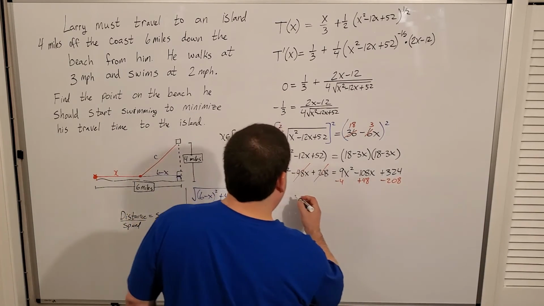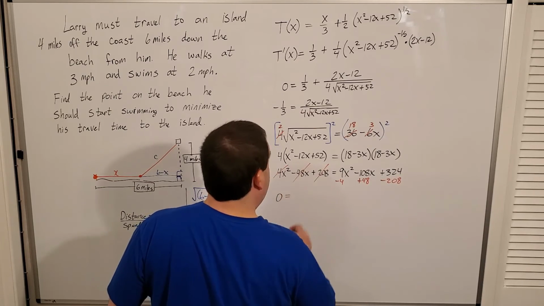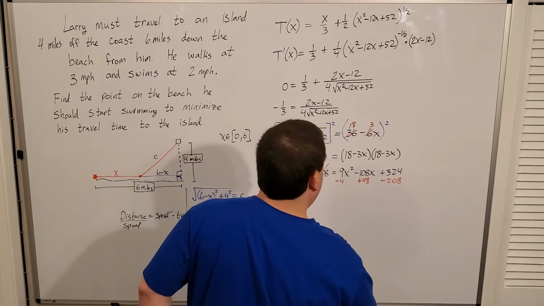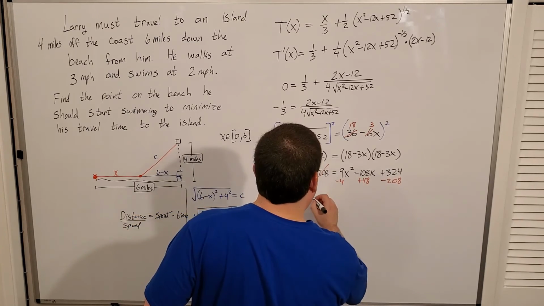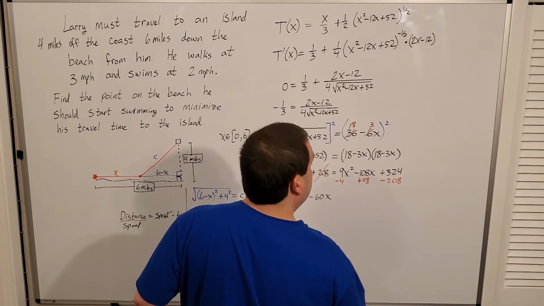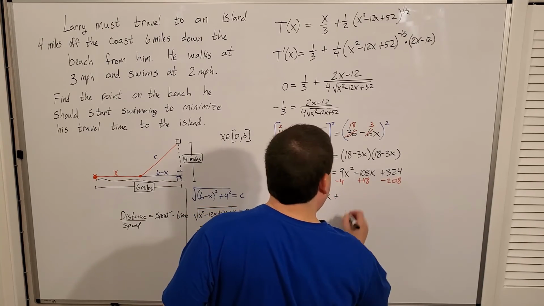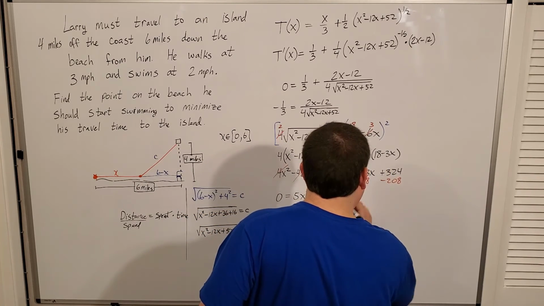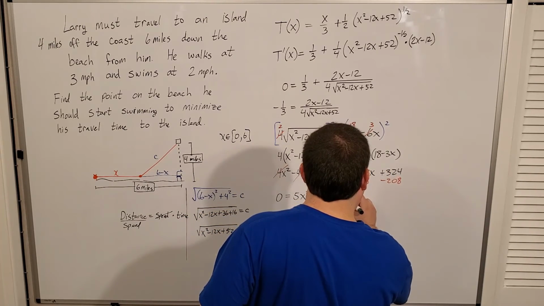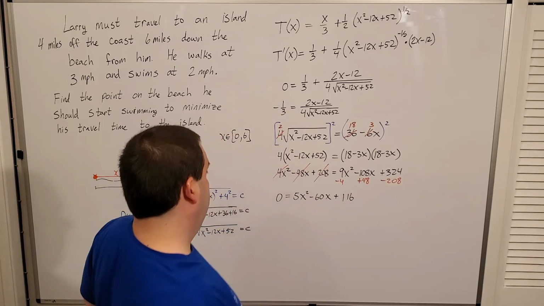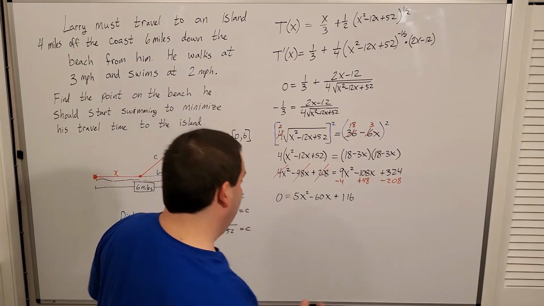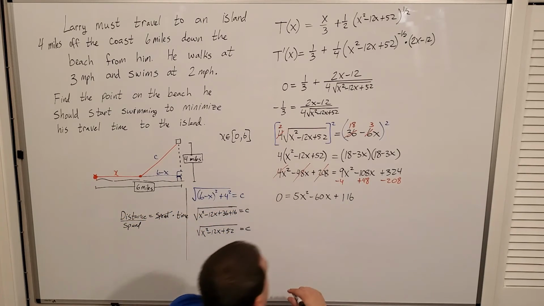So then I'll have 0 is equal to 5x squared minus 60x, and then plus 116. Okay. Yay, it's a quadratic, right? So, quadratic formula.